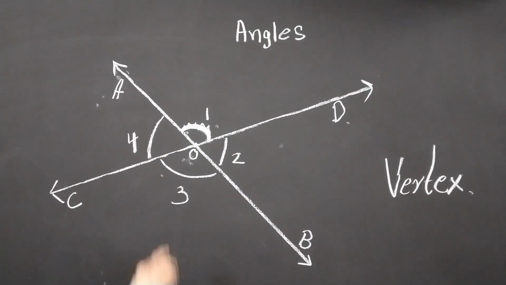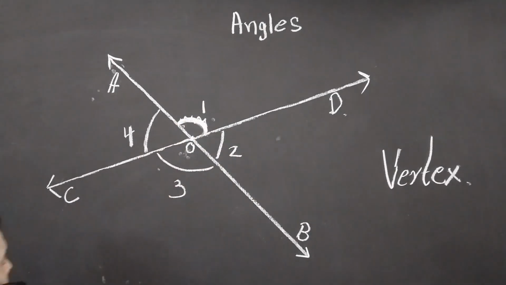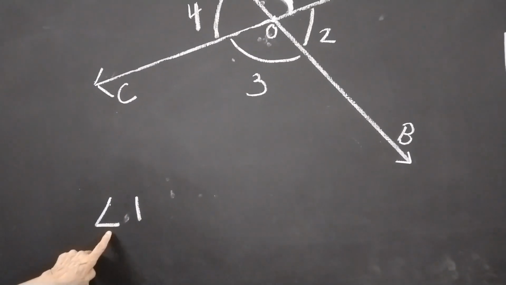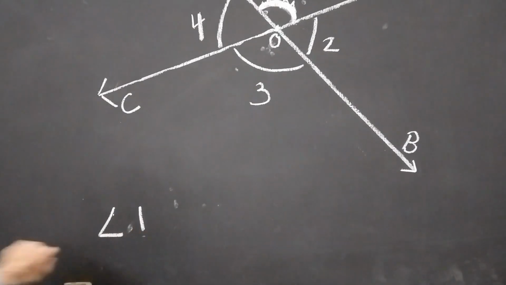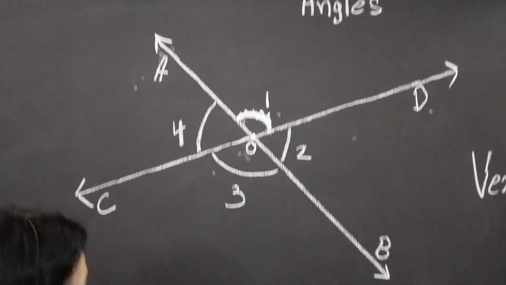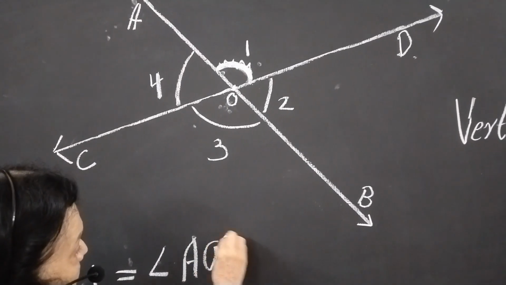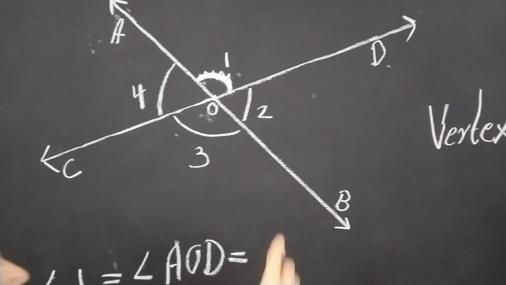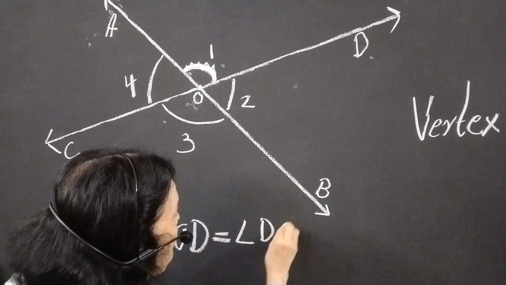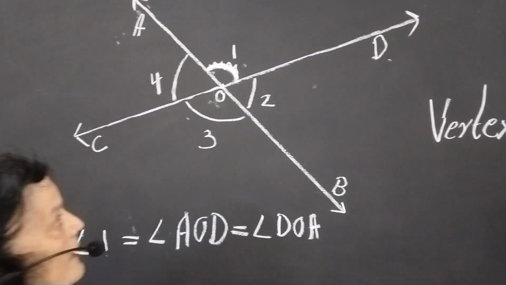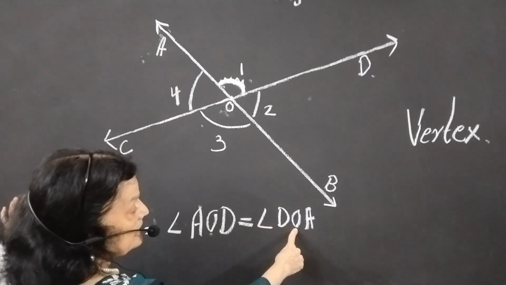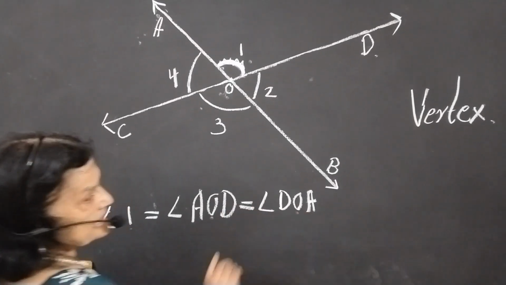So everybody, how are we going to name angle 1? We can say that name of angle 1, this is the sign for an angle, name of angle 1 is equal to angle AOD, or the same angle can be called angle DOA. So here in the name of the angle, the vertex comes in the middle of the three alphabets.